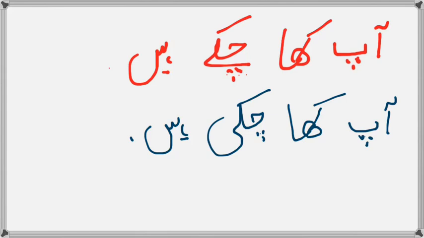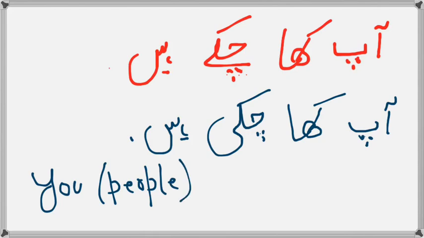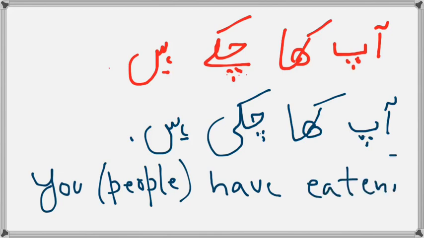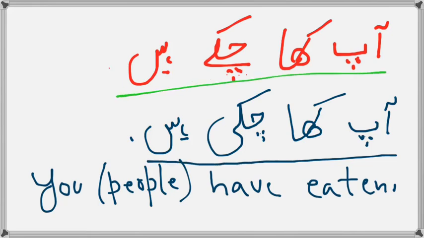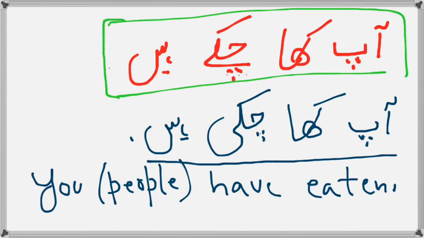We use आप खा चुके हैं and आप खा चुकी हैं for you people when we are talking to more than one person, or we are talking to a person and we want to show respect. You have eaten. If we are talking to a group of females, then we say आप खा चुकी हैं. Group of males, आप खा चुके हैं. But if it's a mixed group, male and female, then we say आप खा चुके हैं. You people have eaten.